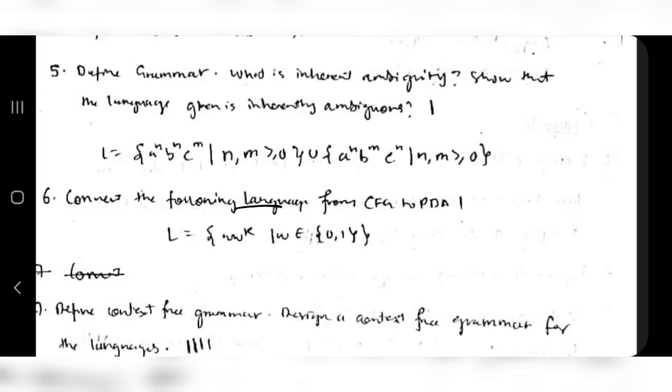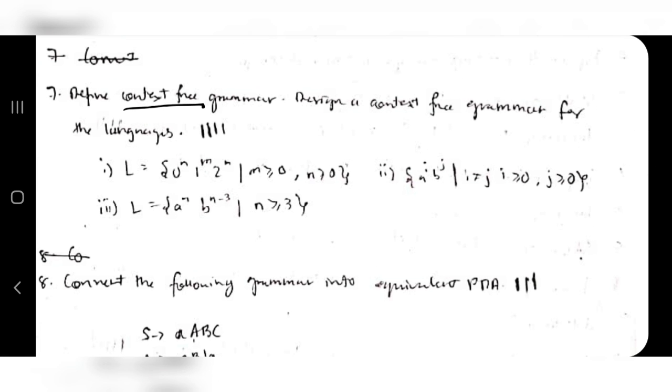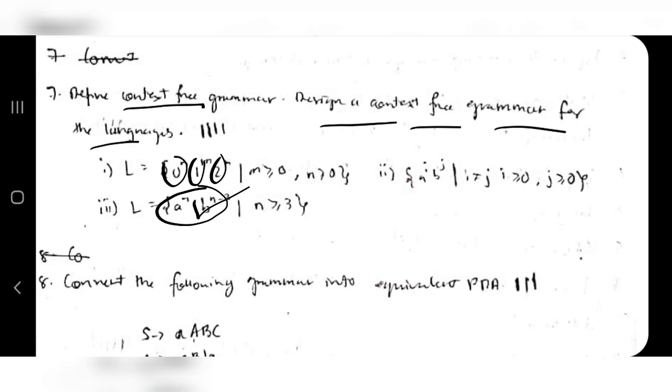The next one is convert the following from CFG to PDA. Okay, this is the same question, WWR I have written in the above also. And moving on to the next one, we have define CFG and design a CFG for the language 0 power n, 1 power m and 2 power n. This is the same thing, just the variables have been changed, right? This is also the same thing, we have discussed this one in the examples, and this also we have discussed.